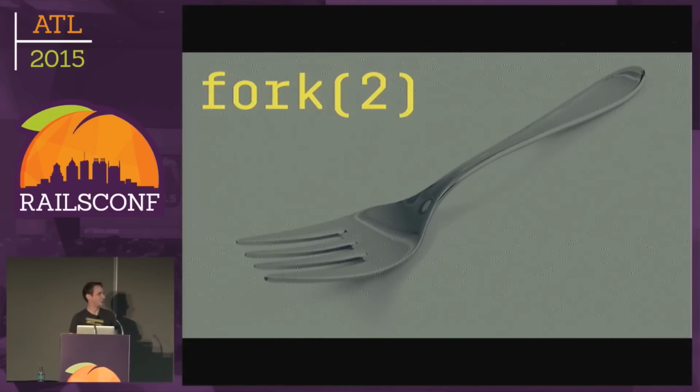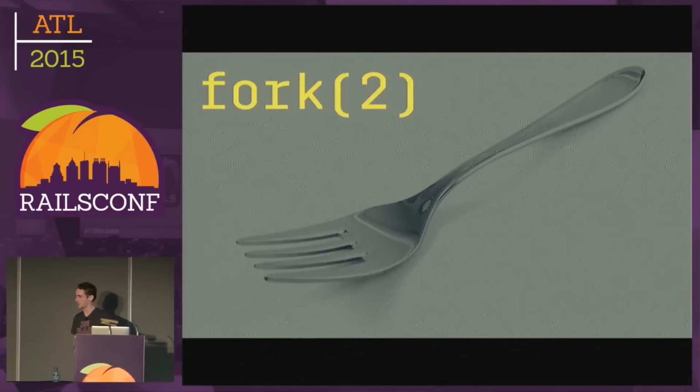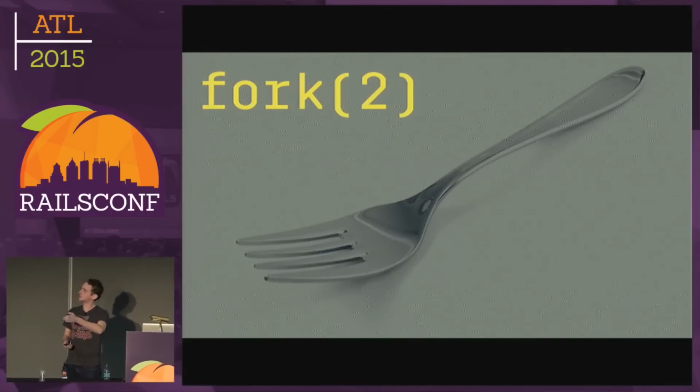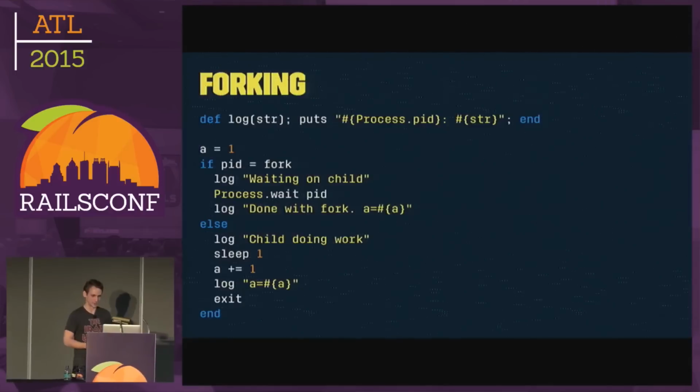Killing it. Okay, forks. Fork is a Unix system call that splits out a currently running process, a way to fork off and have a new process running. It's easiest to understand with the code, so let's take a look at that.